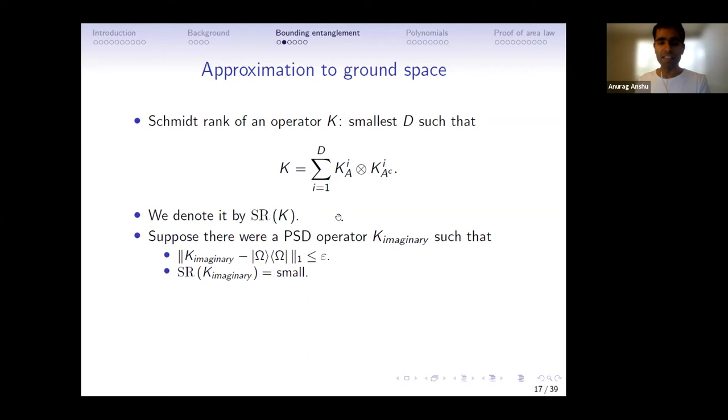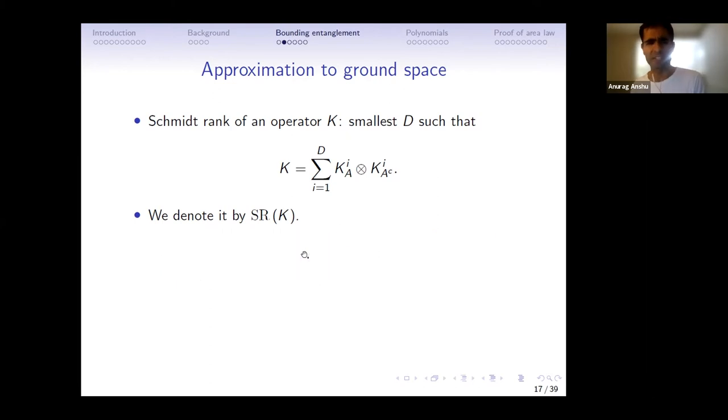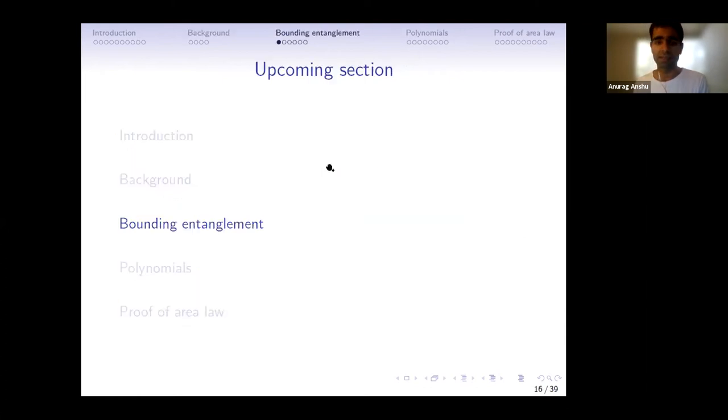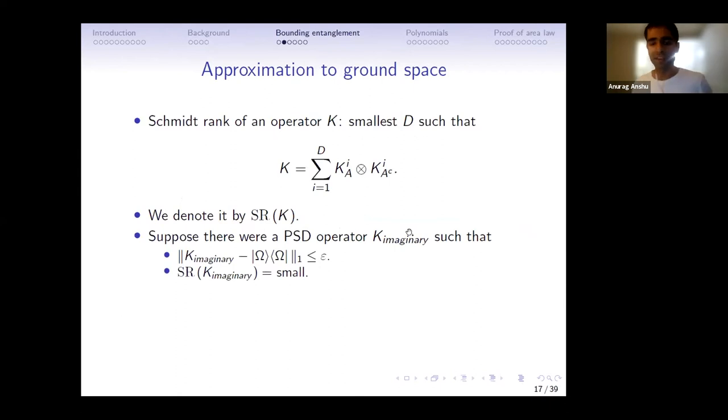So now here's an approach that one could try, which in fact works very well in very few cases. It works, for example, under this first assumption about the energy eigenstates. Suppose you had an operator K, which was positive semi-definite for technical reasons. I'm going to call it imaginary, because it won't really exist.